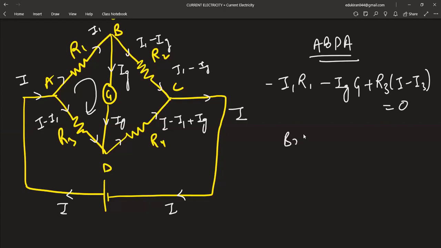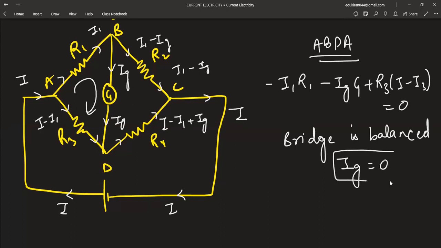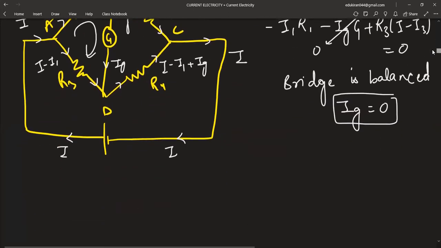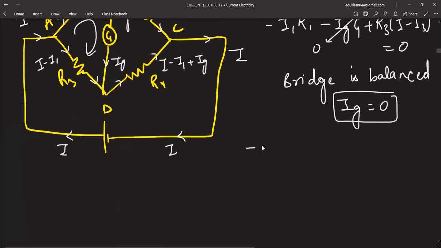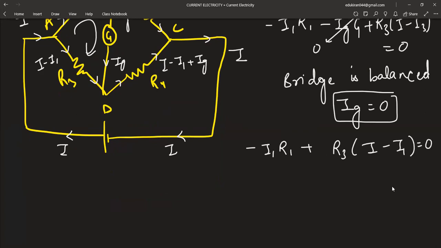Now, one thing class, I have told you when the bridge is balanced, then there is no current flowing through the galvanometer. So we have IG as 0. So what will be left? We'll have minus I1 R1 plus R3 into I minus I1 equal to 0. Right? We'll be having this.